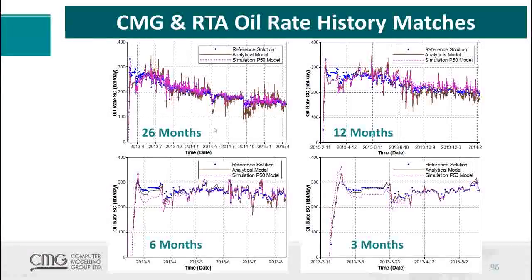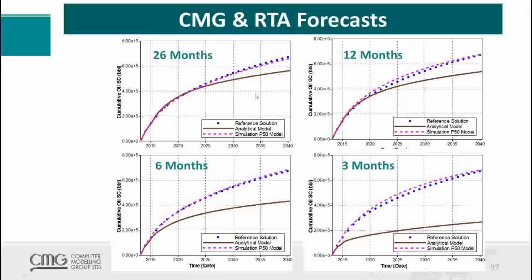Here where we're talking about having 26 months of history, only 12 months, only 6 months, and only 3 months. Okay? So the history matches, again, on rate data don't look that particularly bad. But look what happens when we start projecting out into the future. The numerical technique tends to predict the right value of cum production regardless of the amount of history that it had to work with. Whereas as you can see, the RTA method gets worse and worse and worse.